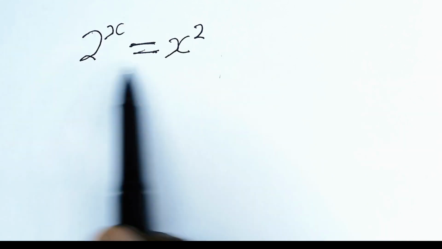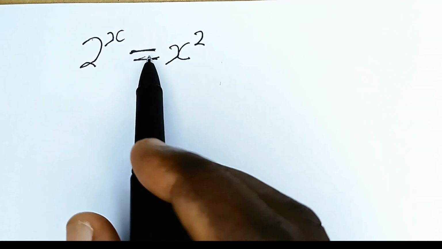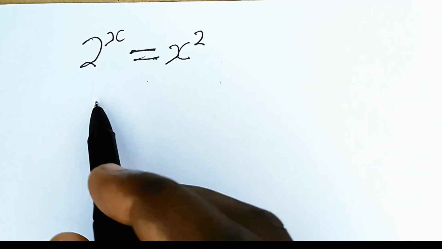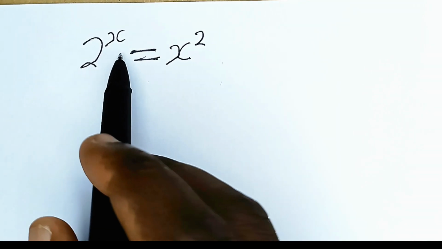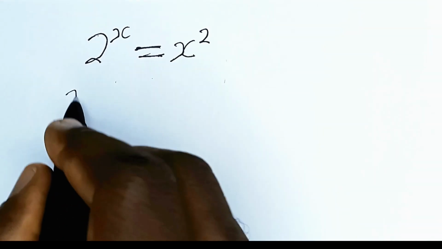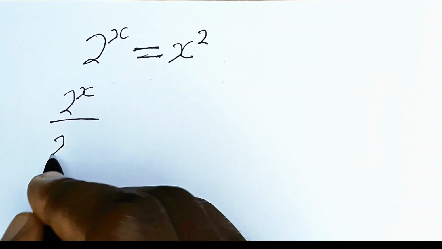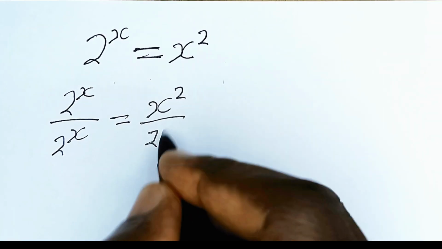We are to find x in this equation. The first thing we have to do here is to collect the like terms. That is, we make x to be on one side. So it means we have to divide both sides by 2 raised to power x. So let's do that. So it means 2 raised to power of x divided by 2 raised to power of x is equal to x squared divided by 2 raised to power of x.